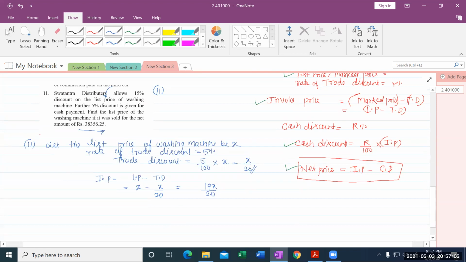Again, initially, sorry, it was 15%. It is 15%. So 5 threes are 15 and 5 twenties are 100, it will be X minus 3X by 20. So it will be 20X minus 3X, it will be 17X by 20. Okay, that was 15%. Further 5% is the cash discount. So here, rate of cash discount.